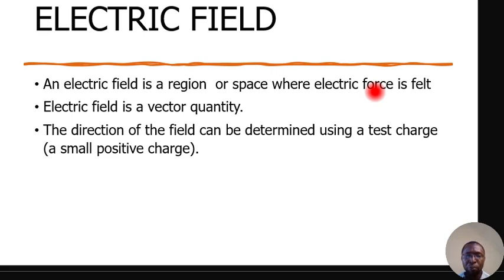Okay, so an electric field is a region where electric force is felt, and it is a vector quantity because it has magnitude and direction. Now the direction of the field can be determined using a test charge, a small positive charge. If you want to know if an environment or region is an electric field, you use a small positive test charge to confirm that.